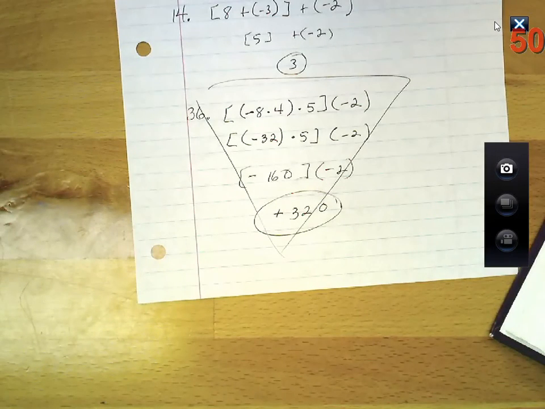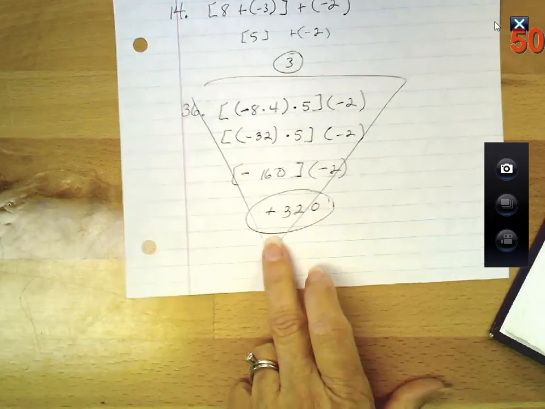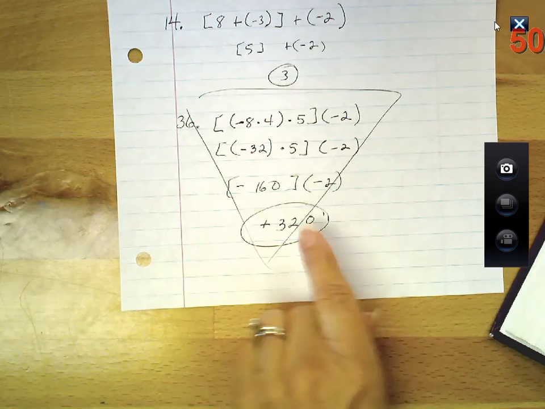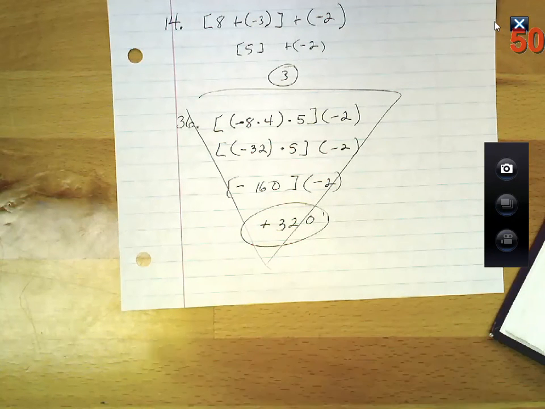Notice, most of the time, I get my sign first. Why would I do that? Just to clarify, I guess, so I won't forget it, because I get busy multiplying and then I forget my sign.